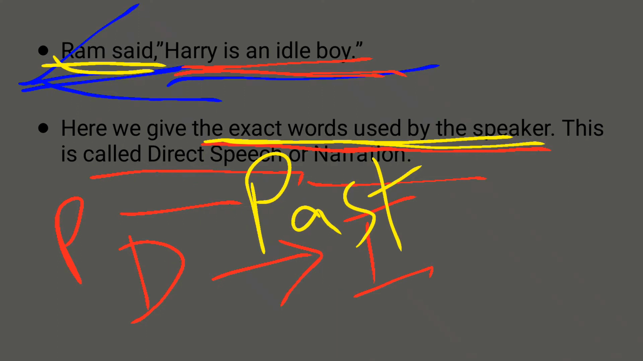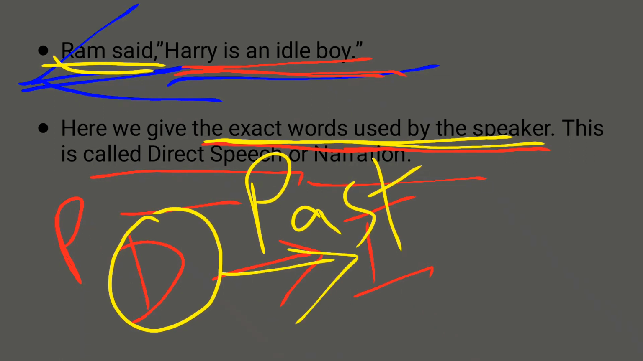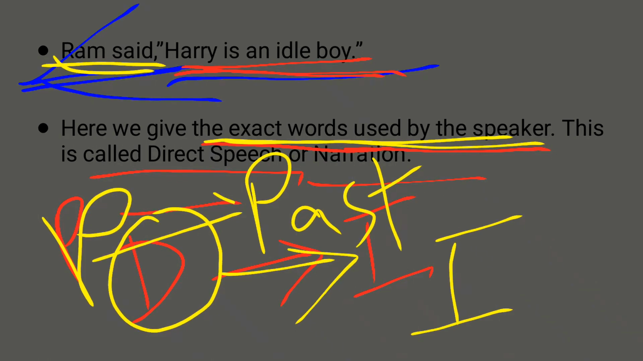Remember this. In the maximum of the cases, whenever you are converting a sentence in direct speech to indirect speech, you are converting a verb which is in present tense into past tense. समझ में आ रहा है ना? Present tense into past tense. Okay, you need to remember this.